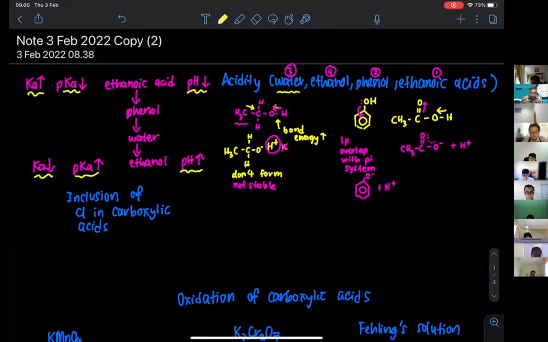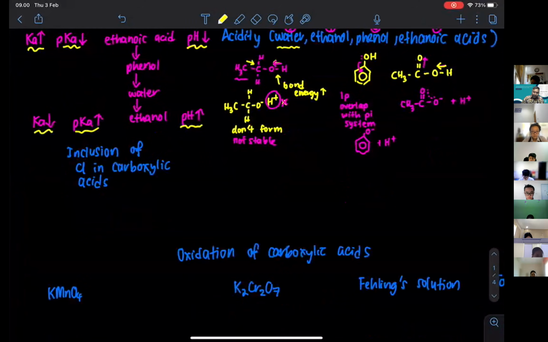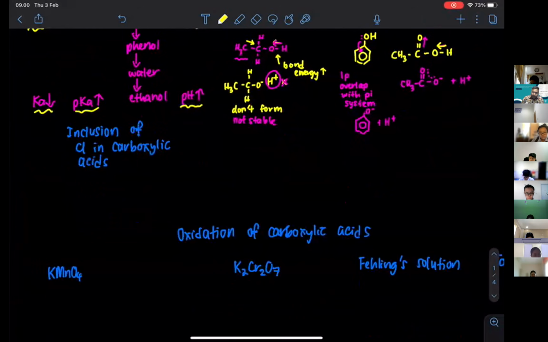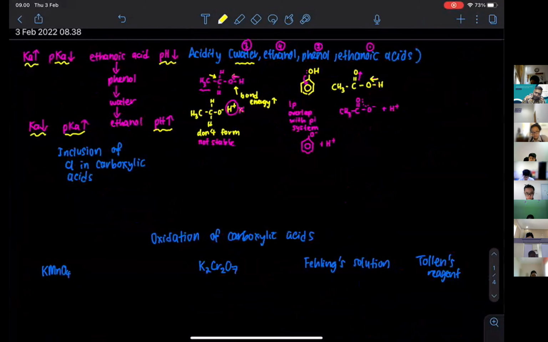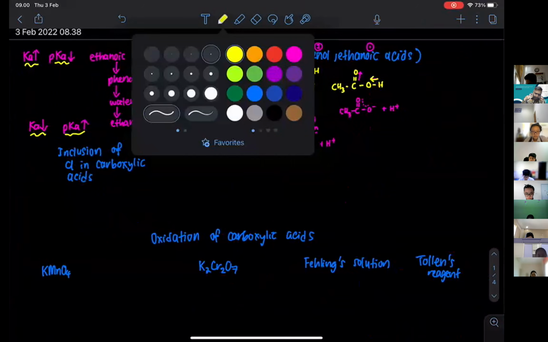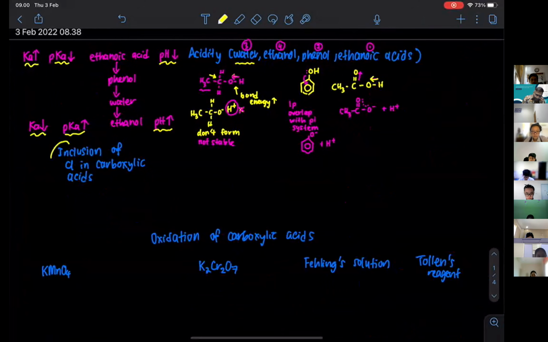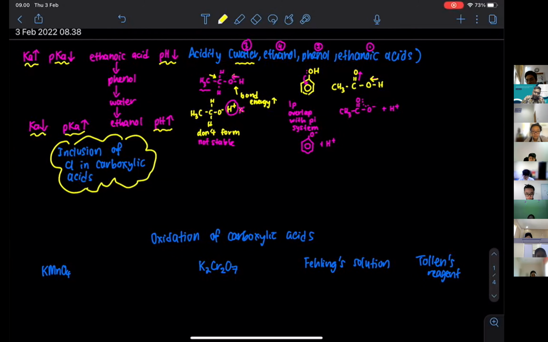To the inclusion. This small part over here, I have put for the inclusion of Cl in carboxylic acid. Now we know that carboxylic acid, when you compare the weak acids, is going to be a very good weak acid.